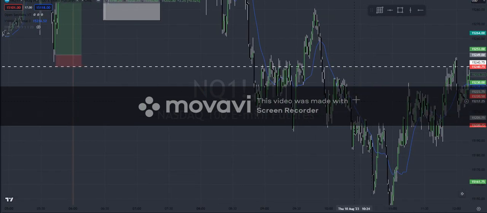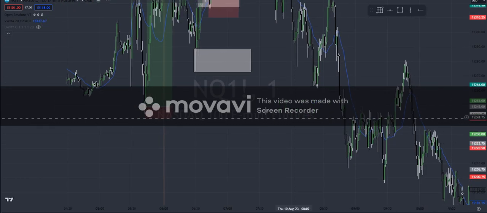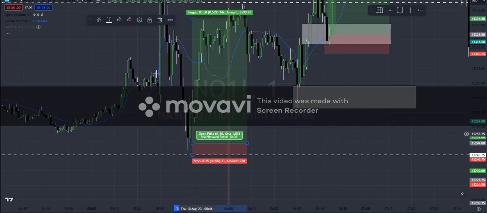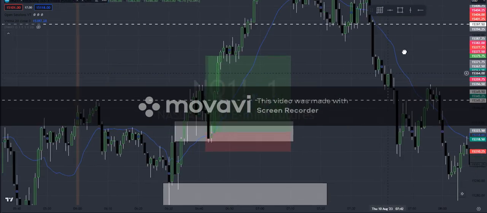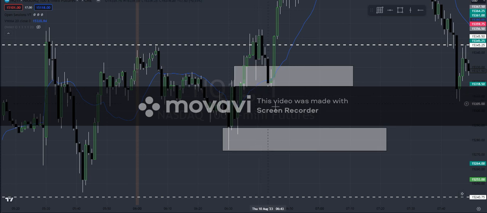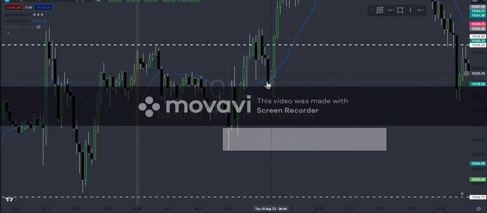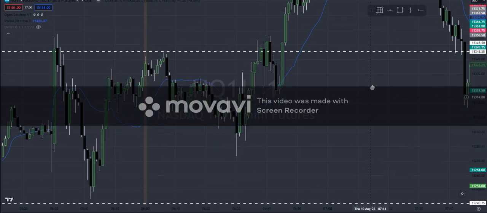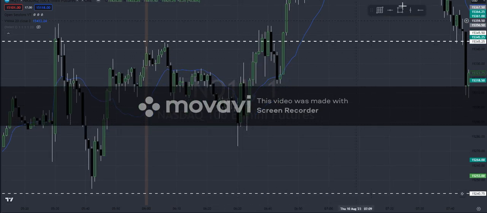Let's get rid of that. Get rid of this. And just watch closely how this VWMA is in confluence with these zones. So 6:30, market opens. Mark out your wick.